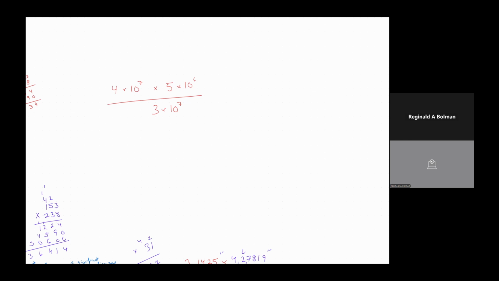All right, so 4 times 10 to the 7th times 5 times 10 to the 6th. By the commutative law, we can go ahead and move our numbers together and our exponents with exponents. So we'll move our 4 and our 5 together. We'll get our 10 to the 7th, and we'll multiply it by 10 to the 6th. And then you'll have 3 times 10 to the 7th in the denominator. All right, so 4 times 5, of course, that's 20. And so you'll have 20 over 3 in your denominator.